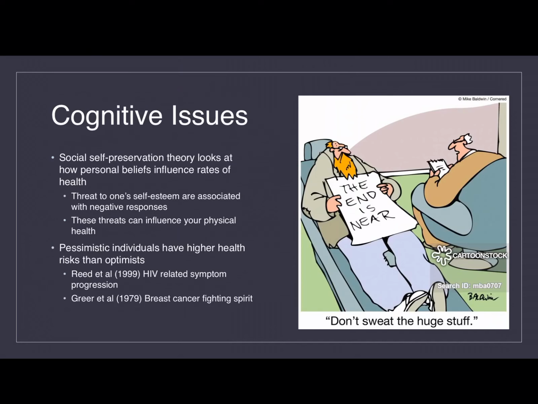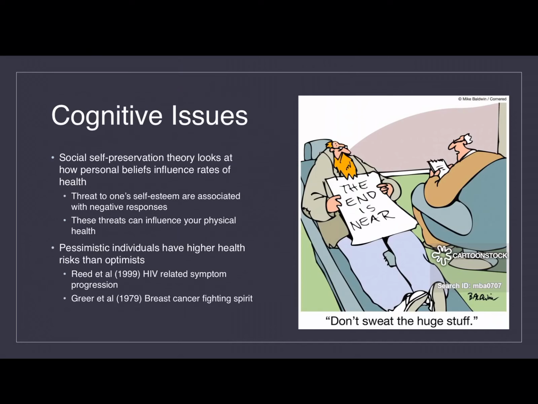And so a lot of our cognitive issues look at how people interpret these threats to our self-esteem. Is this going to make me feel ashamed? Is this going to make me feel embarrassed? Or is it going to be a more positive reaction where I don't necessarily see it as a threat to who I am, but more of a glancing blow or something like that? So for example, pessimistic individuals actually have higher health risks compared to optimistic individuals.